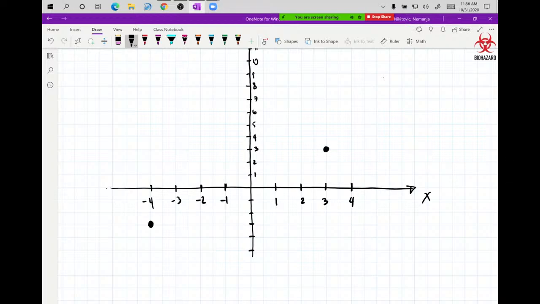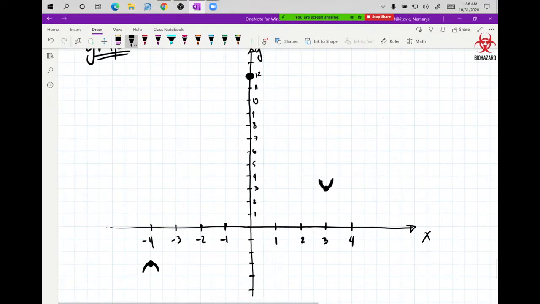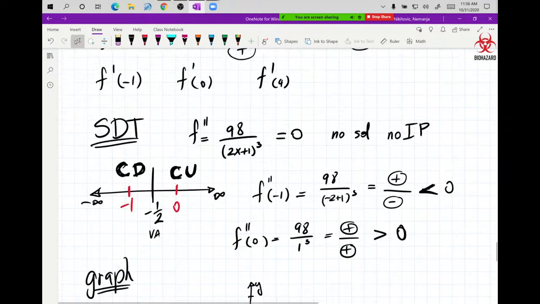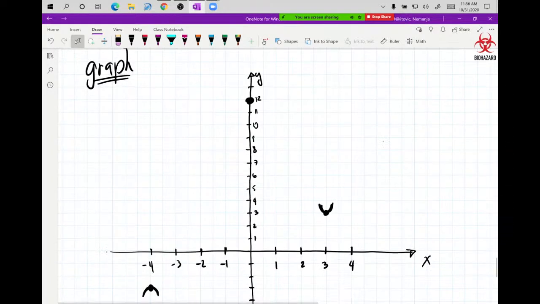Now, -4, -3 was a maximum, so it gets a frown. 3, 3 was a minimum, it gets a smiley. Now you would say, well, hold on, how can a maximum be lower than a minimum? It can. They're local. Very good, they're local, yes. So max at -4, -3, and the y-intercept.